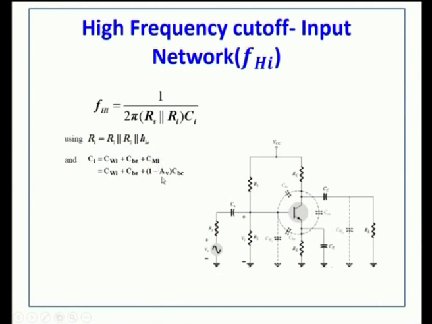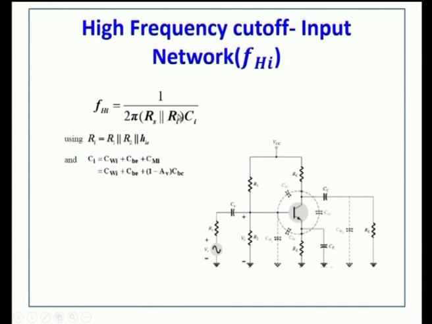This Miller capacitance at the input side can be replaced as 1 minus the gain of the amplifier, into the capacitance connected in between the input and the output. What is the input terminal here? It is the base terminal. What is the output? It is the collector terminal. So, the capacitance which connects the input terminal and the output terminal is CBC, the base-collector capacitance. This is the equation we have derived for the Miller capacitance CMI, which is collectively considered as the input capacitance CI. Because of CI, we have a higher cutoff frequency called fHI.